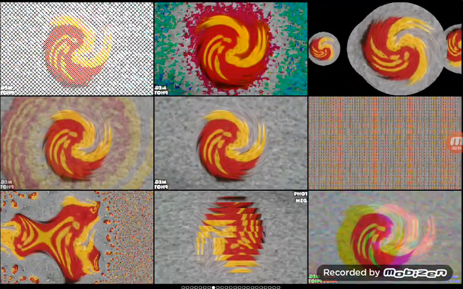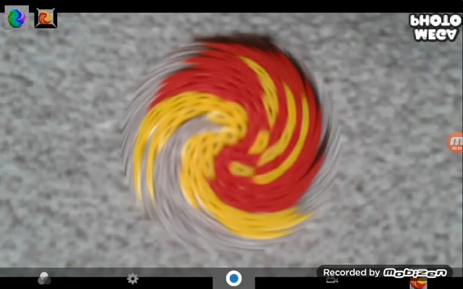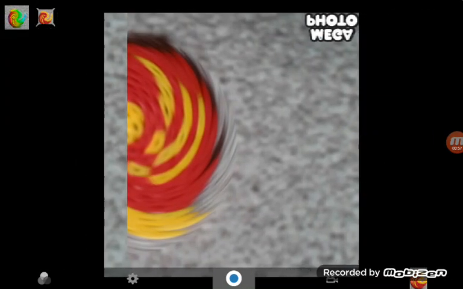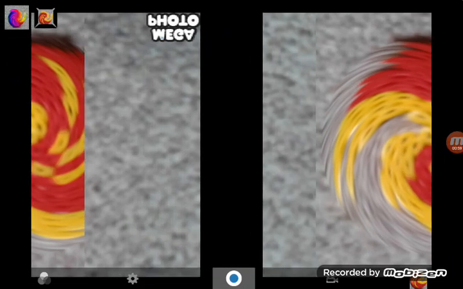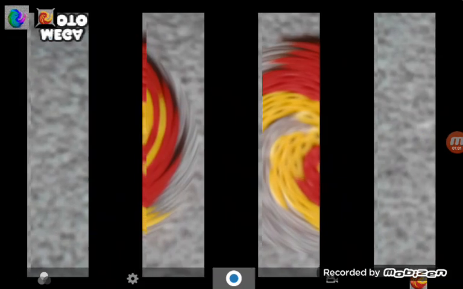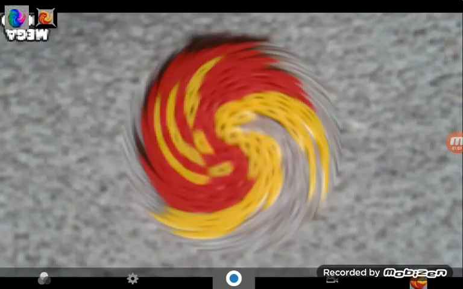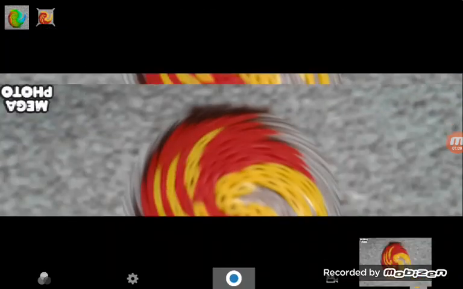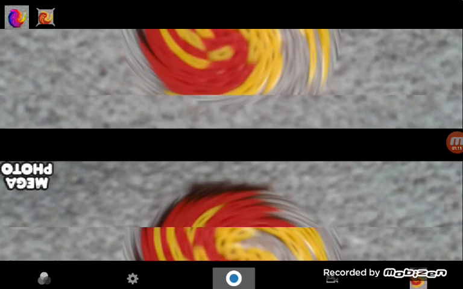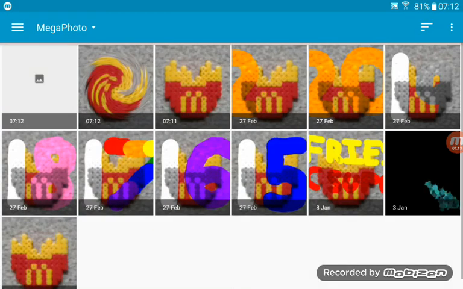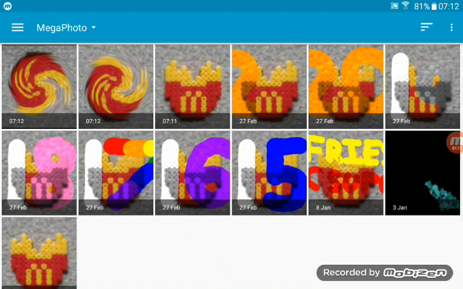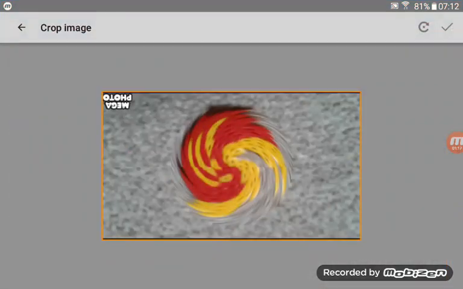Gold. Okay, guys, that's 1, that's 2, 3, 4, 5, 6, 7, 8, 9, 10. Okay, got that image. Damn it.